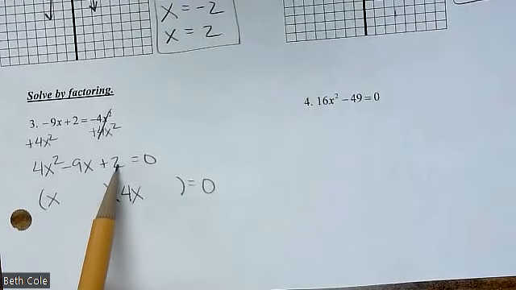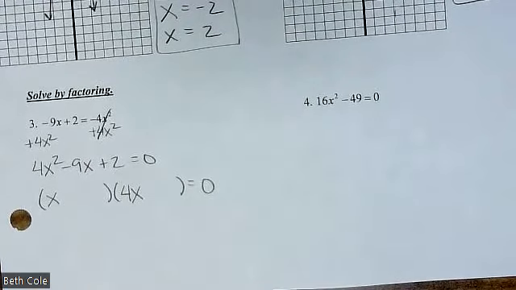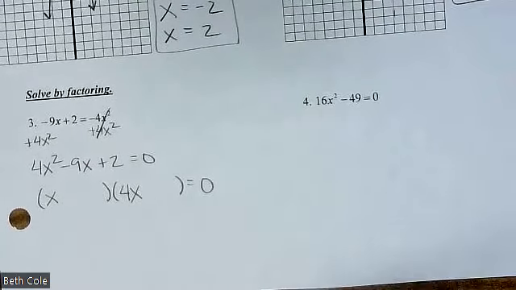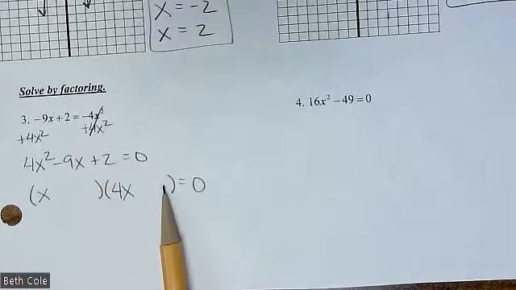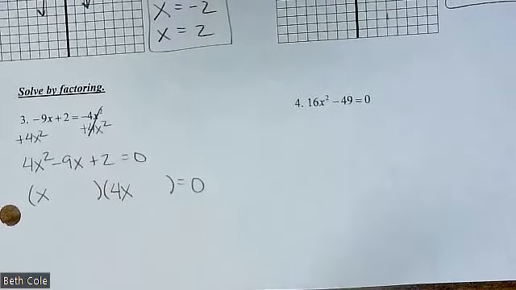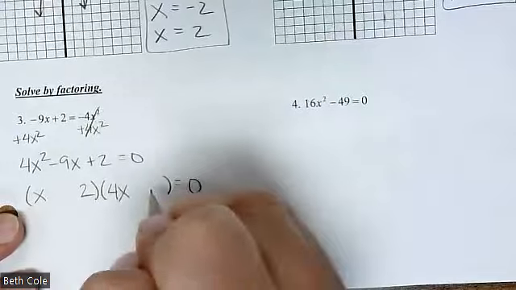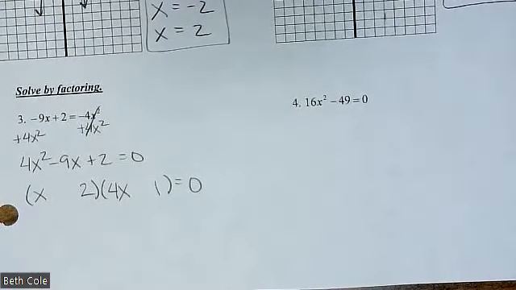Then you look at the last number, which is 2. You don't have options there. It's only 1 times 2, but it does matter where you put them. So do you want to put the 1 in the first parenthesis, or do you want to put the 1 in the second parenthesis? You want 2 in the first one? All right, everybody just look. Let's see what we have.